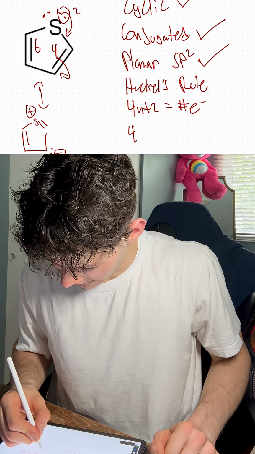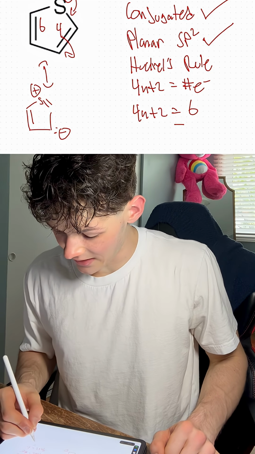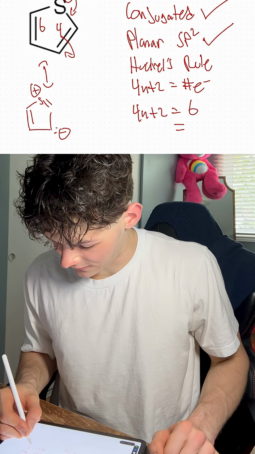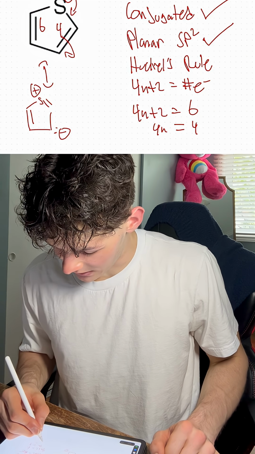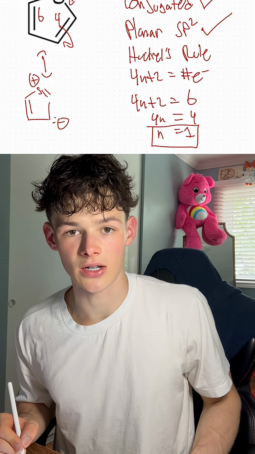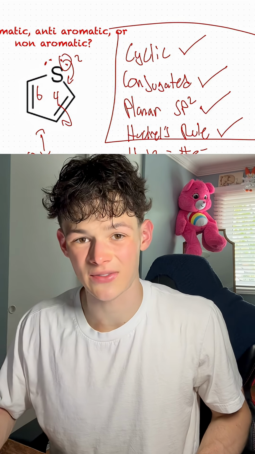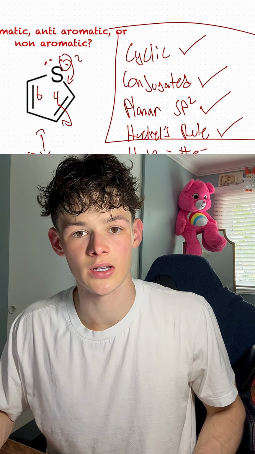And so we'll just plug that in. 4n plus 2 is equal to 6 electrons. Isolate for n, minus 2, which is going to give us 4 is equal to 4n. And then divide by 4, n is equal to 1. And since we got an integer, it follows Huckel's rule, meaning we can check that off our list. We have check marks on all of these. And because we have check marks on all of those, that means this molecule is aromatic.